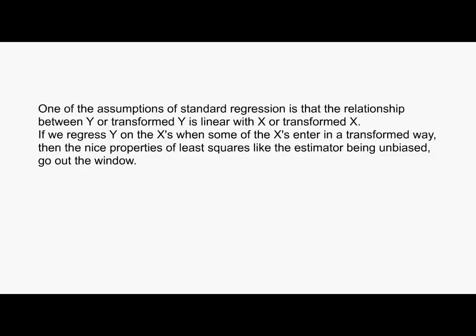One of the assumptions of standard regression is that the relationship between y or transformed y is linear with x or transformed x. If we regress y on the x's when some of the x's enter in a transformed way, then the nice properties of least squares, like the estimator being unbiased, go out the window. Yep, so we want to fix this.